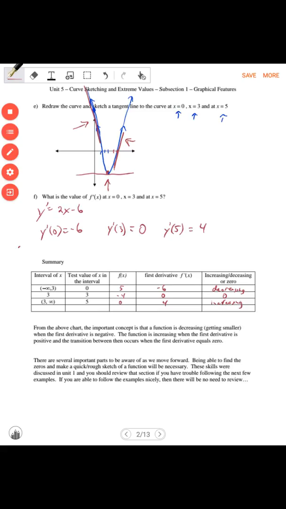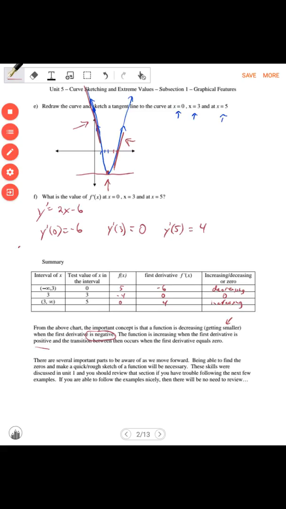All right, anyways. From the above chart, the important concept is that the function is decreasing, or getting smaller, when the first derivative is negative. Remember, the y values are getting smaller. The function is increasing when the first derivative is positive. So positive tangent lines means the function's getting bigger. And the transition between them occurs when the first derivative equals 0.